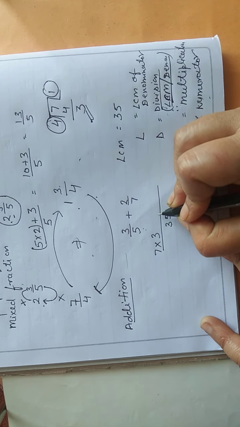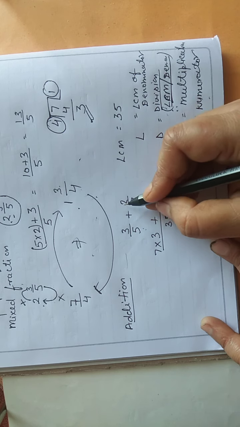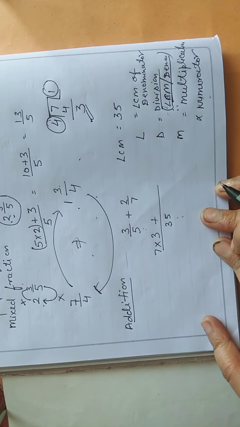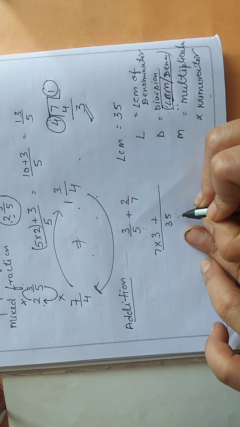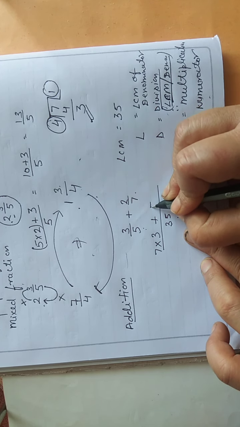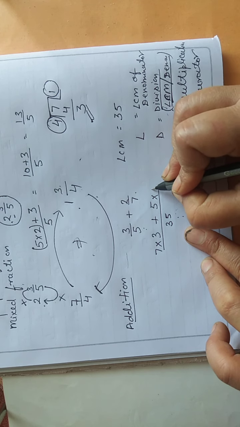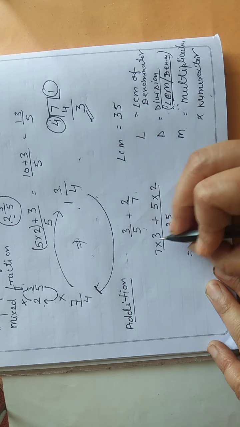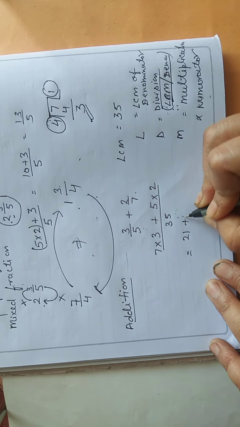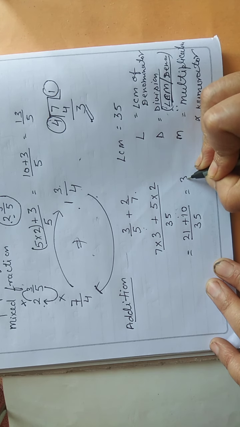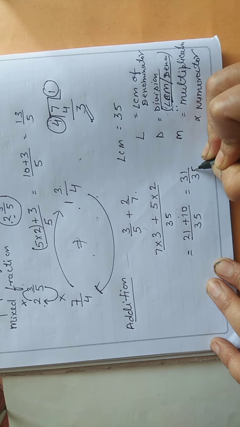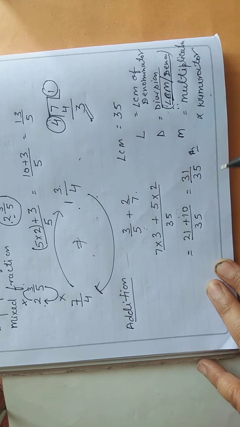You are getting it? Again, the plus sign is there, so plus. If minus is there, minus. The same you can do in subtraction also. So again, for the denominator 5, LCM divided by the denominator, and that result multiplied by the numerator. Now solve: 21 plus 10 upon 35. So we are getting 31 upon 35. So that is our answer.